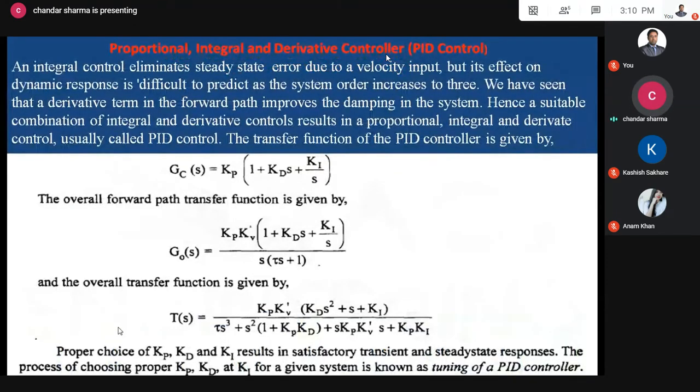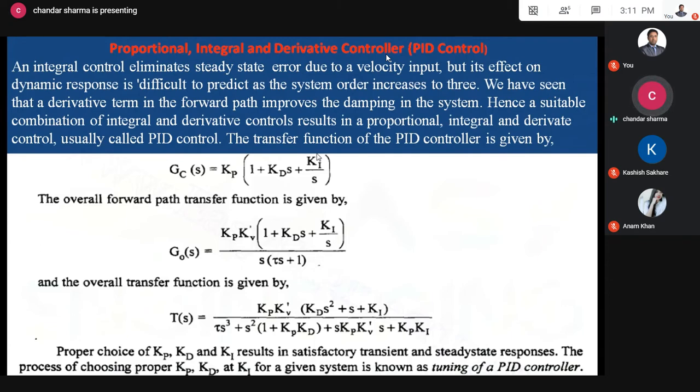Then the PID controller. Generally, industrial controllers are usually PID because improvement in both the transient performance as well as steady state performance is required. The derivative control will improve the transient performance, whereas integral control will improve steady state performance. Here I use all proportional, derivative and integral. Multiply by S is derivative, divide by S is integral. Integral control eliminates steady state error due to velocity input, but its effect on dynamic response is difficult to predict. The system order increases to 3.